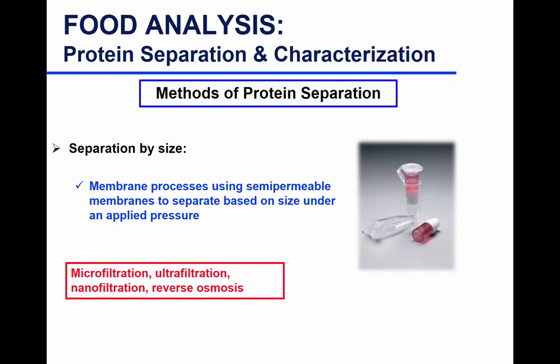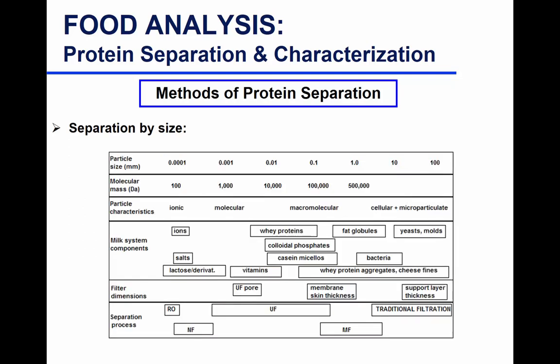You can apply this technique as microfiltration, ultrafiltration, nanofiltration, or reverse osmosis. I don't know if you'd cover that in processing, but here's the difference. You have particle size. The smaller the pore size, we call this reverse osmosis, where only water and small ions will go through. Then with nanofiltration, you get to higher molecular weight, between 100 and 1,000 daltons, and you go from ionic to molecular.